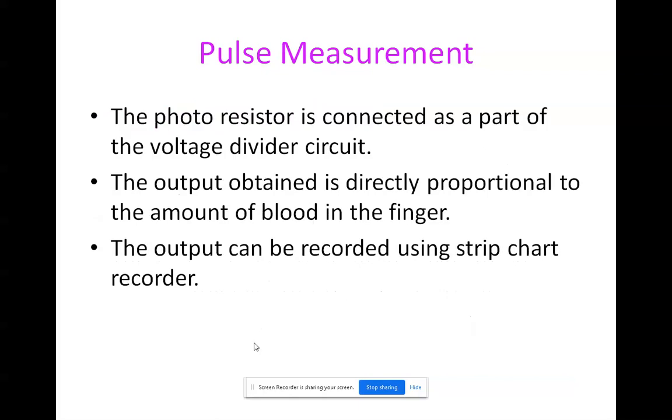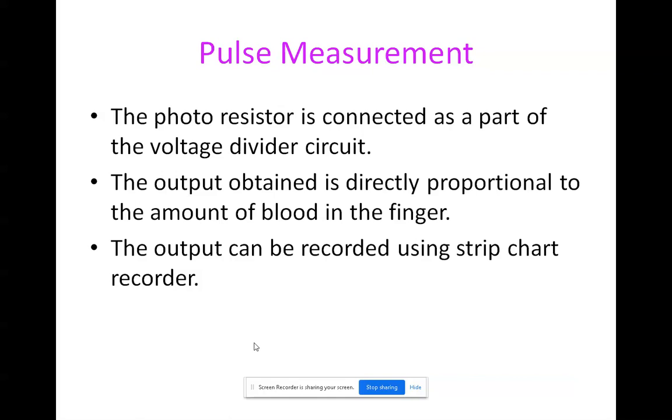The photoresistor is connected as part of a voltage divider circuit as usual. As already said in the previous method, the transmittance method, the voltage divider circuit is an additional circuit for the photoresistor to provide different voltage values. So the output obtained will be directly proportional to the amount of blood flow in the finger. The output can be recorded using the strip chart recorder.